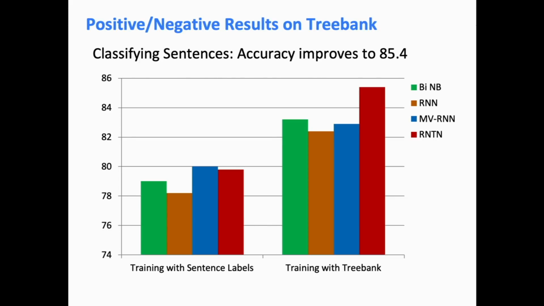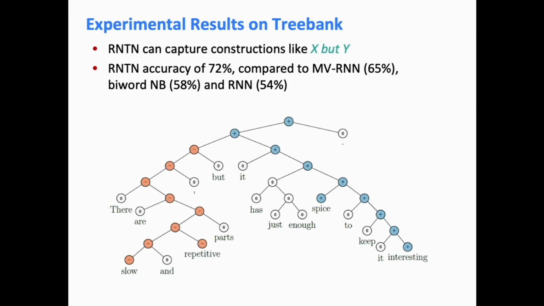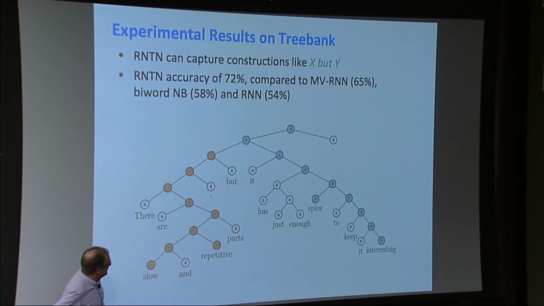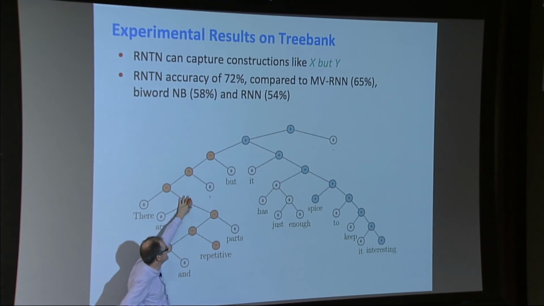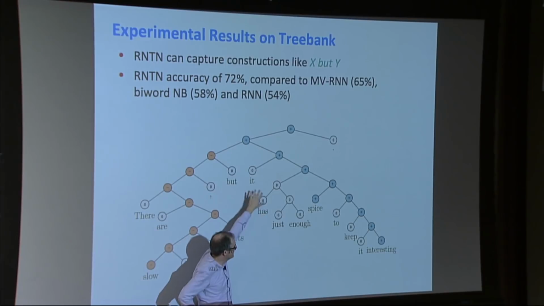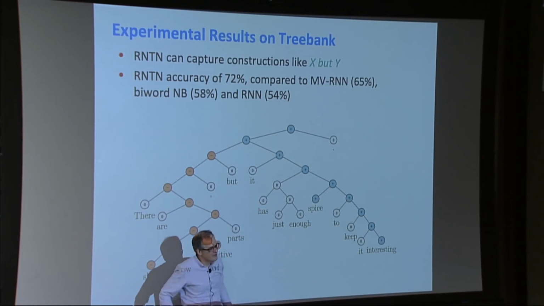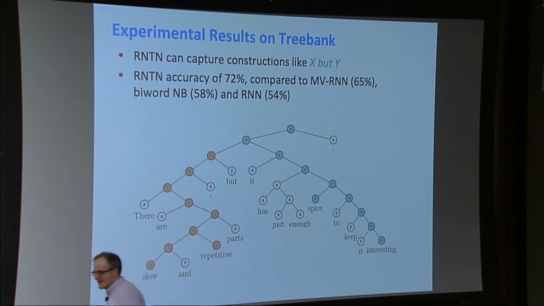And in particular, it seemed to do a much better job of actually understanding meaning composition. So here's the kind of sentence where there are slow and repetitive parts, but it has just enough spice to keep it interesting. And the model seemed pretty good at understanding, okay, this part of the sentence is negative, this part of the sentence is positive, and actually when you stick the two halves together, the end result is a sentence that's positive in meaning.